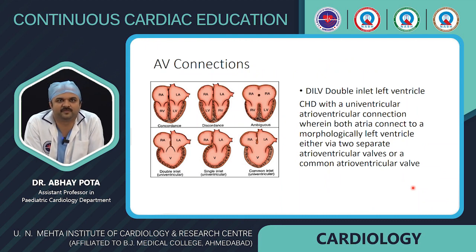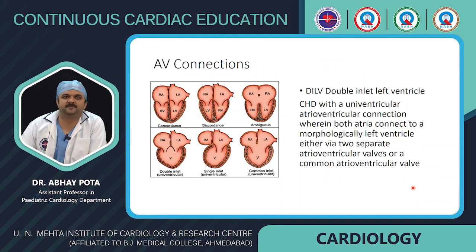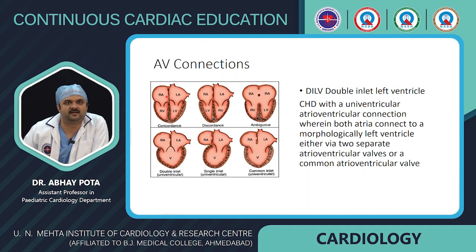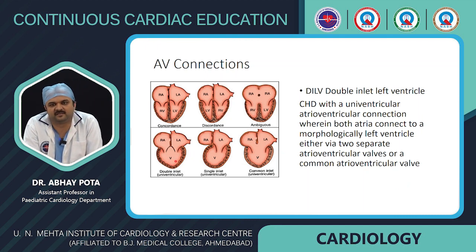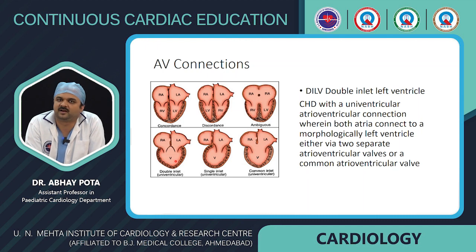What are the other types of AV connections that can occur? AV concordance, that we have already seen. AV discordance can be there. Then there can be double inlet. Double inlet right ventricle or double inlet left ventricle? More commonly double inlet left ventricle. It is a more common anomaly.